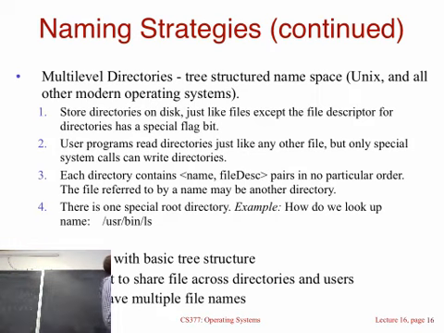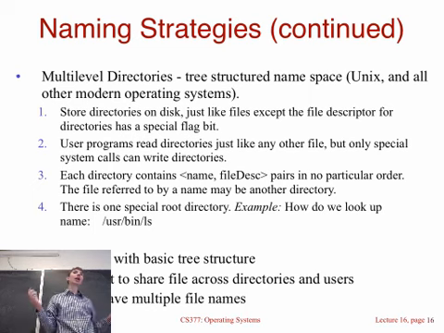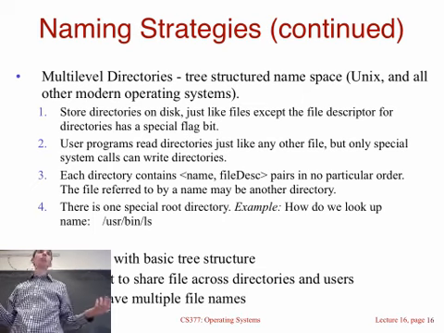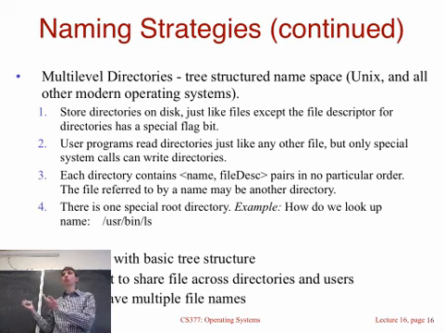Now, there are still some limitations with this sort of basic tree structure. One is that it's kind of difficult to share. What if we wanted to share a file either across multiple directories or users? So why might that be difficult? Why might it be difficult to share files if we're using this basic tree structure?